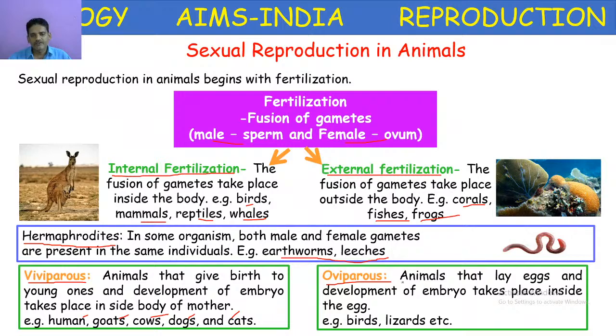And some of the organisms are oviparous. Most of the invertebrates, like insects. The animals that lay eggs, where development of the embryo takes place inside the egg, are called oviparous. Example, birds, lizards. These birds lay the eggs and sit on the eggs and incubate. That process is called incubation, where the development takes place. Development is either internal or external. Internal means when the development takes place inside the body of the female organism.